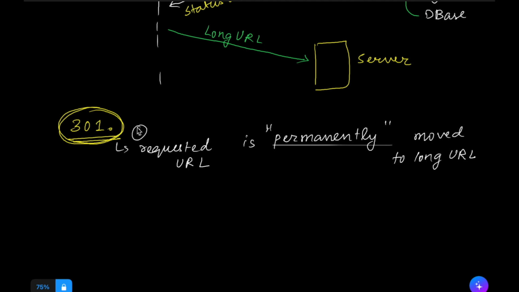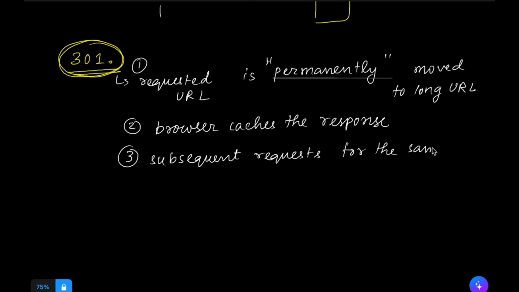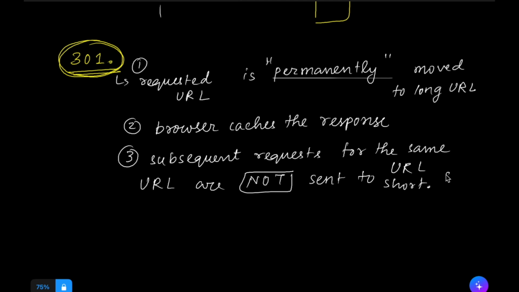So what happens is, the browser caches the response, and another thing, subsequent requests for the same URL are not sent to the URL shortening service.